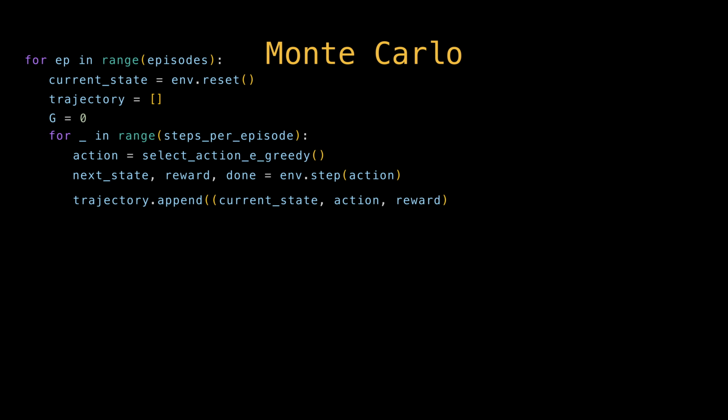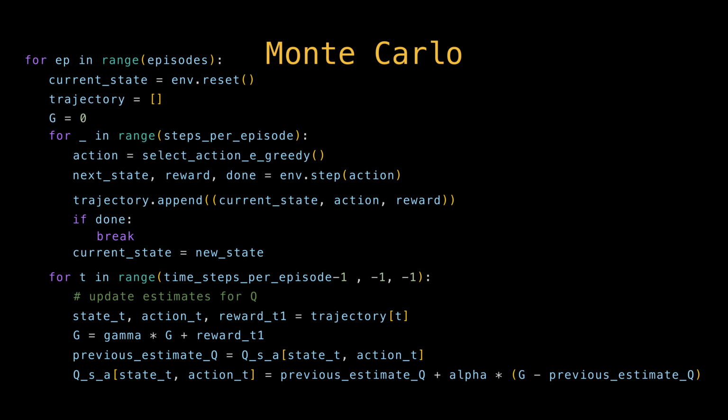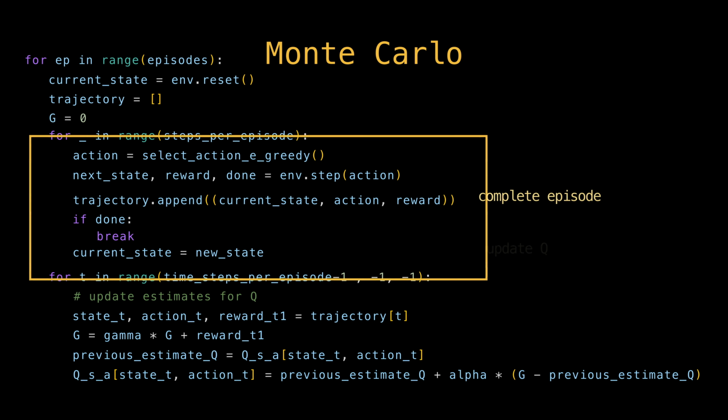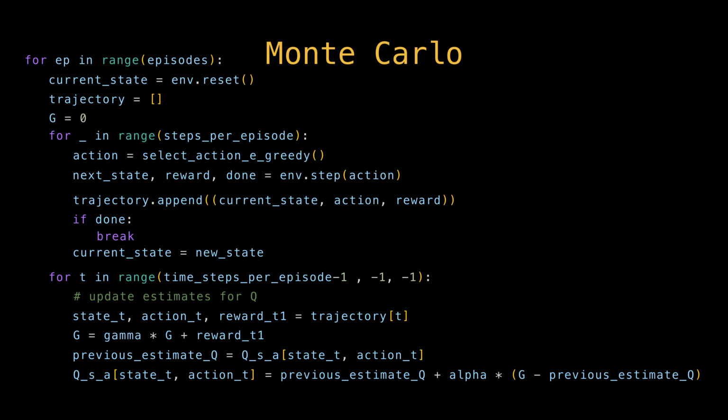But this time, we keep track of the trajectory for each episode. Then, at the end of the episode, we loop backwards through the trajectory to calculate the return associated with the state and action pair, and use it to update our estimate of Q. Note how this update, which is the learning step in reinforcement learning, is only performed after the episode ends. This delays convergence to an optimal policy, and it also means that Monte Carlo cannot be used with continuing tasks.